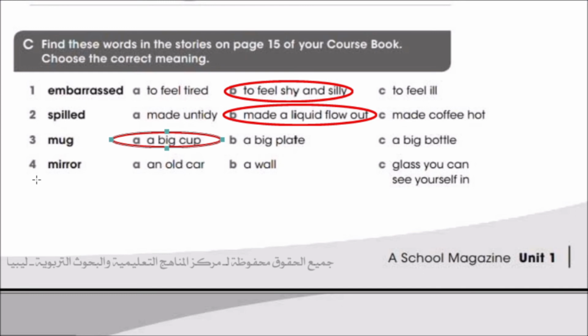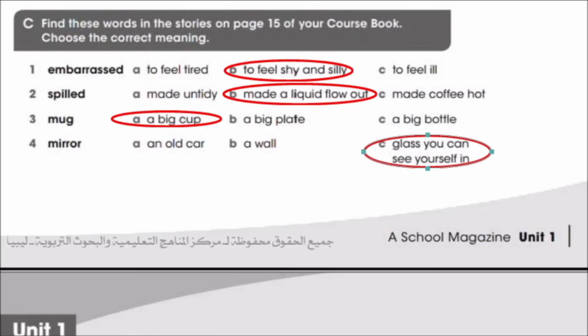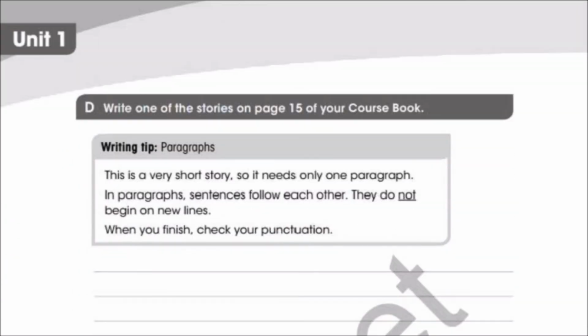Number 4. Mirror. A. An old car. B. A wall. C. Glass you can see yourself in. Which one do you think it is? Good job. C. Glass you can see yourself in. Now let's go to page 10. Question D.